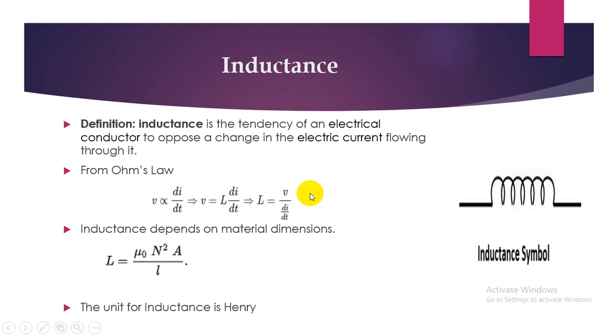And this inductance depends on material dimensions also. That is, L is equal to mu naught N square A upon l, where L is the inductance in Henry, mu naught is the permeability, N is the number of turns of the coil, A is the area of cross section in meter square, and l is the length of the coil in meter. The unit for inductance is Henry.